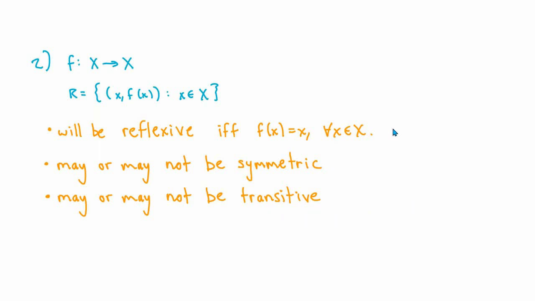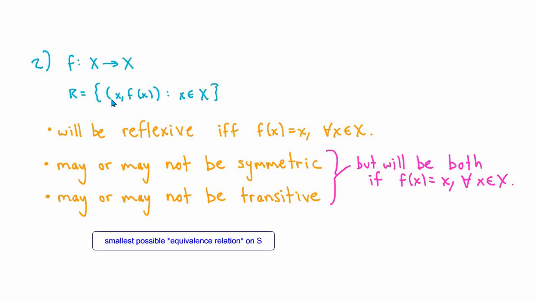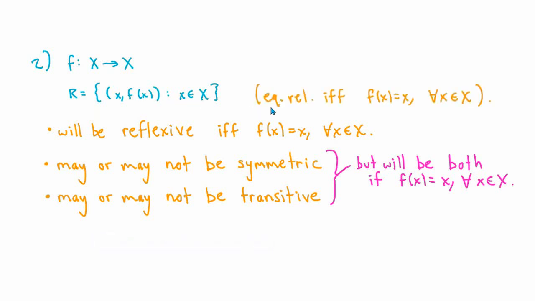But as to the question of whether or not this is an equivalence relation, if it's reflexive, then it means that f of x is equal to x for every x in X. And that guarantees that the relation is also both symmetric and transitive, because in that case, the relation R is the smallest possible relation on X, consisting just of the points x, x for every x in X. So the answer here is that this relation is going to be an equivalence relation if and only if the function f has the property that f of x equals x for every x in X.